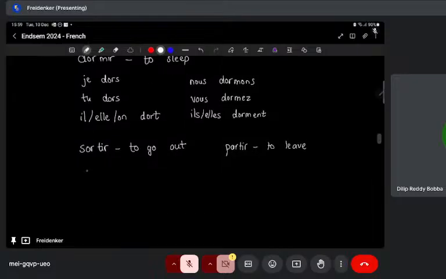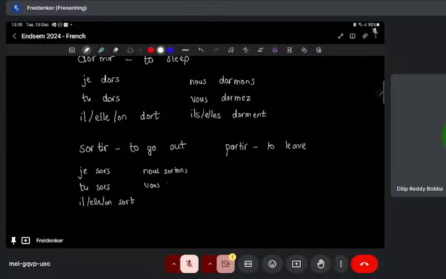I will simply write the words because I'm running out of space. Or else you get confused. Je sors, tu sors. See, it's very similar to dormir. Il, elle, on sort. But here it changes. Here you have nous sortons. It's like here dormir, so you have dormons. Here sortir, a T is there, so you have T here. Something like that, however you would like to remember. Sortez, il, elle sortent.